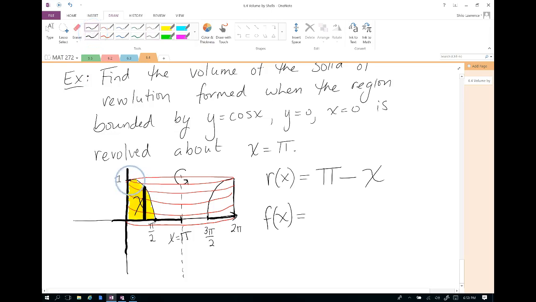So on the top, I've got my cosine graph. On the bottom, I'm hitting the x-axis, which has an equation of y equals 0. So this means the height function, not f, sorry, our height function is just cosine.